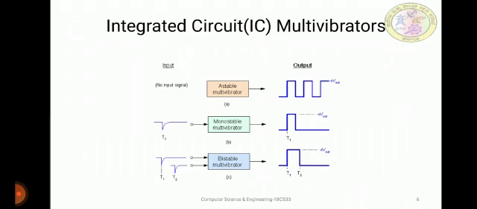And the third important multivibrator is the bistable multivibrator. In the case of the bistable multivibrator, as the name indicates, the circuit is stable in both states and will remain in either state indefinitely. The circuit can be flipped from one state to the other by an external event or a trigger. The application of this bistable multivibrator is in flip flops.